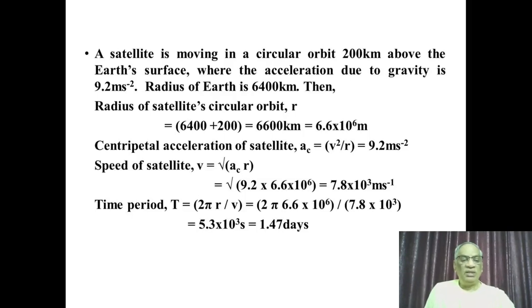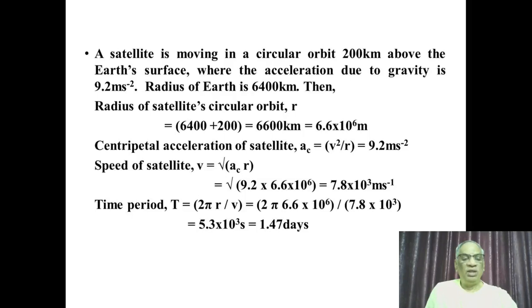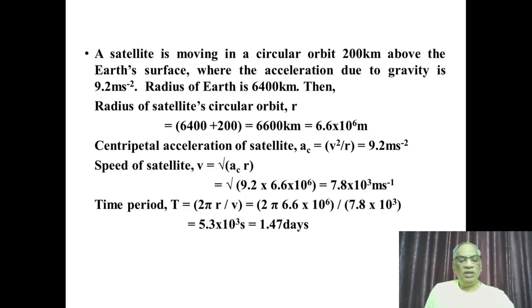Then the centripetal acceleration of the satellite is given by AC is equal to v square by r, that is 9.2 meters per second square. Then the speed of the satellite is v is equal to square root of AC r, that is the square root of 9.2, because g at that orbit height is 9.2 meters per second square, into r, 6.6 × 10^6, so 7.8 × 10^3 meters per second. Time period T is equal to 2πr by v, that is 5.3 × 10^4 seconds, or 1.47 days. So for Earth it takes 1 day, but for the satellite it takes 1.47 days to complete one rotation of that circular orbit.